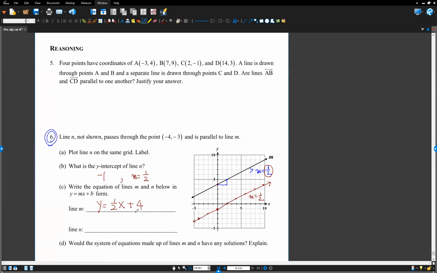What is the equation of line N? N has the same slope, 1/2x, but a different y-intercept. This y-intercept is -1, right? That's the equations.